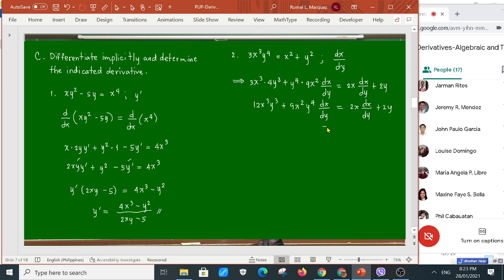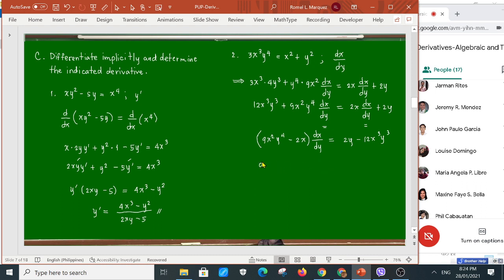So, ito yung may mga derivative. Ito at saka ito. Transpose this on the left. So, we have, and then factor it out. So, we now get, pag pinactor out yung derivative of x with respect to y, we get 9x squared y to the fourth. Ito, pag lumipat, negative 2x. Ang common, derivative of x with respect to y equals, ito walang mga derivative, lipat. So, 2y minus 12x cubed y cubed. Okay, guys?